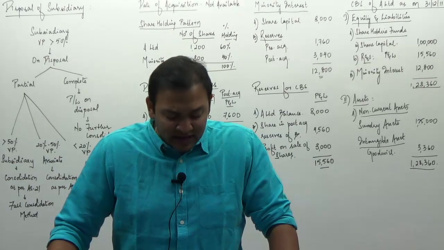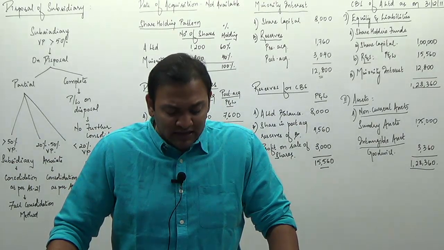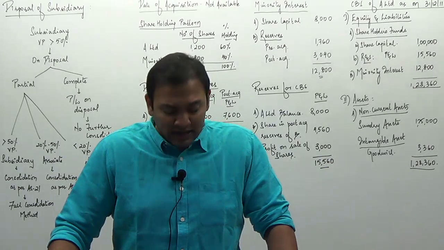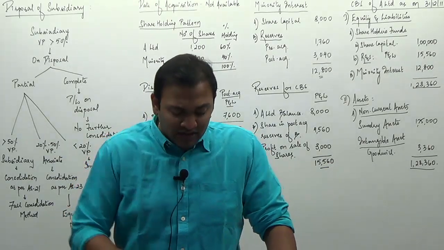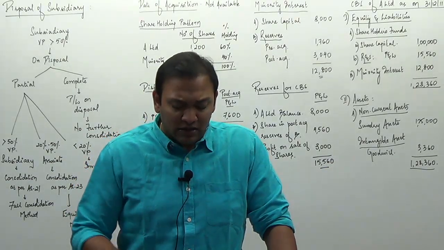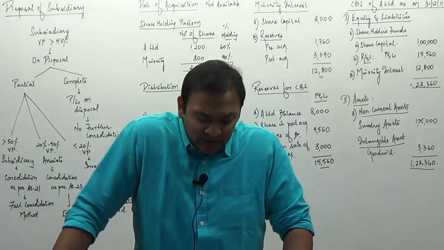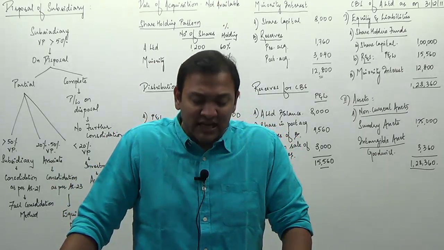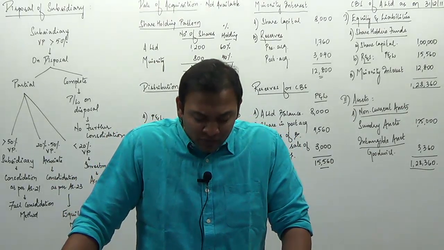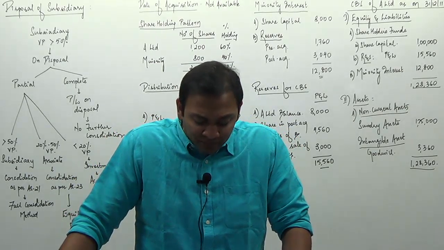The P&L balance of S Limited and the investment in H Limited and S Limited on different dates are given as under. So they are giving you the P&L amounts and the investment of H Limited in S Limited balance. 1st April, that was the start date, and 3 balance sheet dates, 31st December 2010, 2011 and 2012.